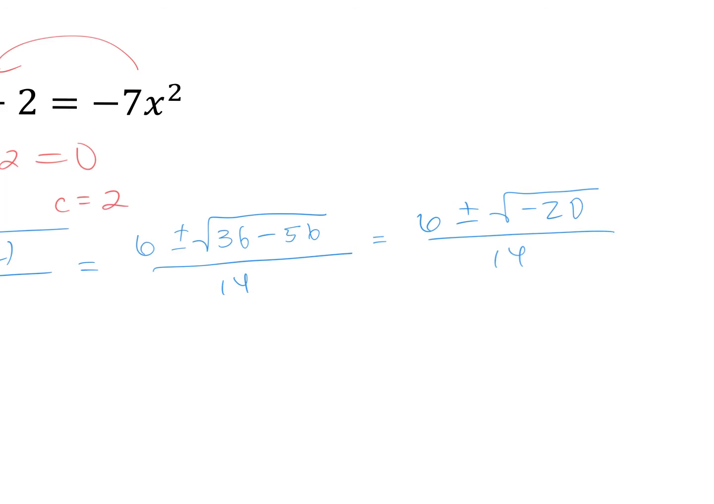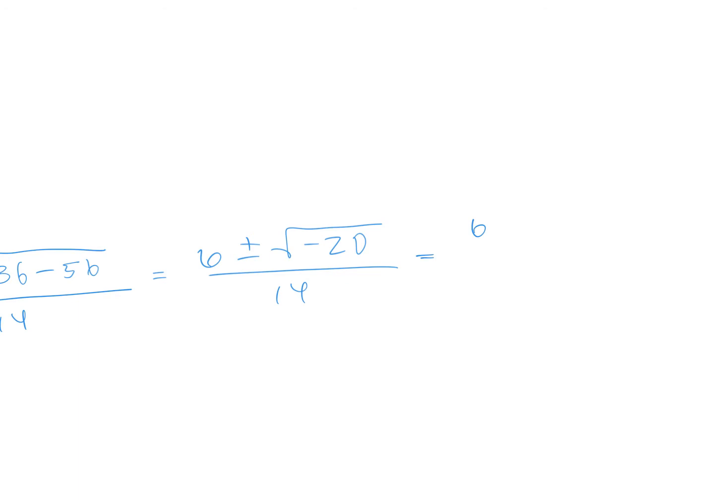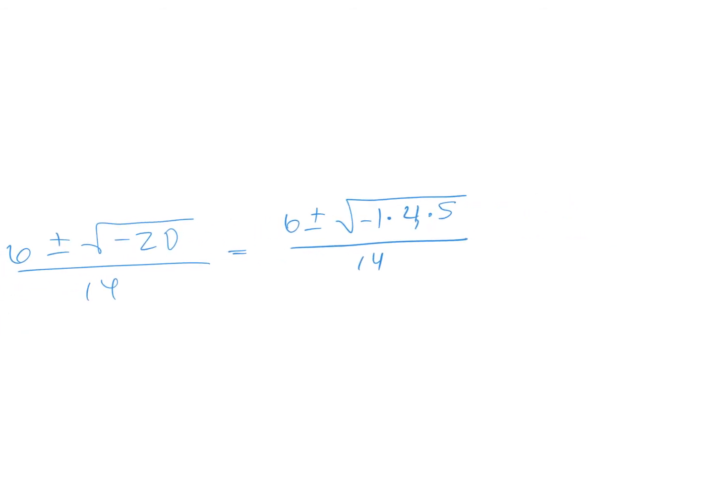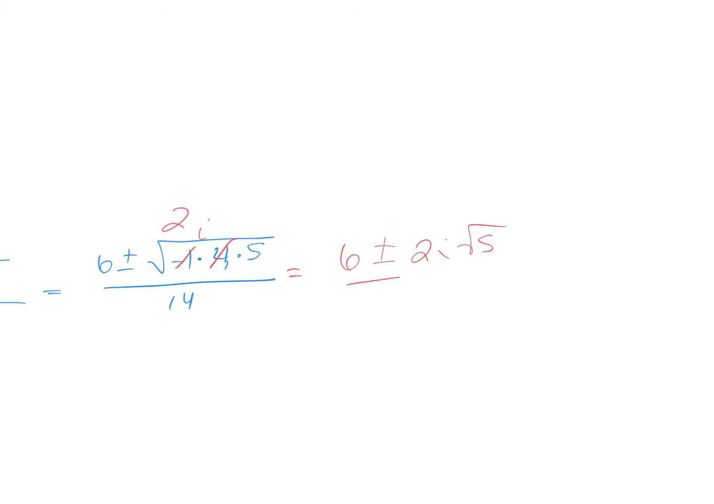Guys, negative underneath the radical. No longer do we say, oh, it's imaginary, no solution. We can figure this out. We're talking about complex numbers. So I'm going to say, okay, 6 plus or minus, I'm going to break down 20 to negative 1, 4, and 5. Does everybody agree with me? Separate that negative 1 so you don't get yourself confused. So what can I take out of this radical? The 2, square root of 4 is 2, agreed. And what's the square root of negative 1? i. So y'all are with 6 plus or minus 2i root 5 over what? 14. Am I done? No.